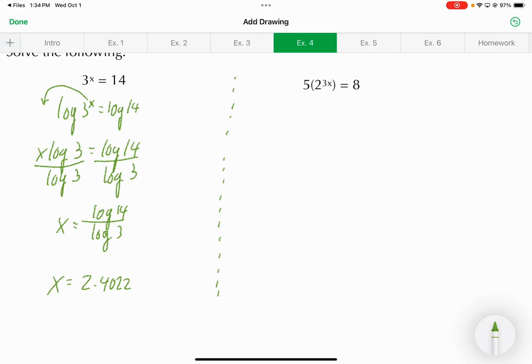All right, so 5 times 2 to the 3x equals 8. See, it wasn't even a math teacher that made me want to be a teacher. It was Mr. Sample. Which is an incredible name for a chemistry teacher, honestly. Okay.